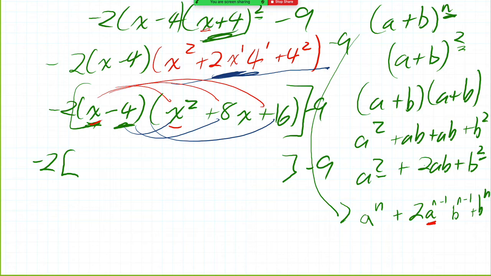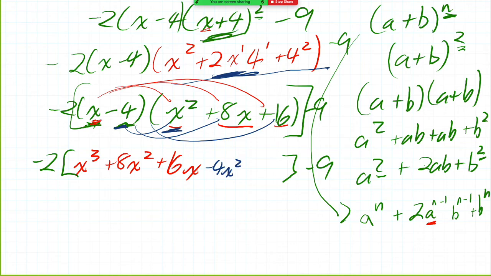X times x squared is actually going to give us x cubed. X times 8x will give us positive 8x squared. And x times 16 will give us positive 16x. And then we move to the negative 4. Negative 4 times x squared is negative 4x squared. Negative 4 times 8 is negative 32x. Negative 4 times 16 is going to give us negative 64, I believe. Okay, so negative 64.